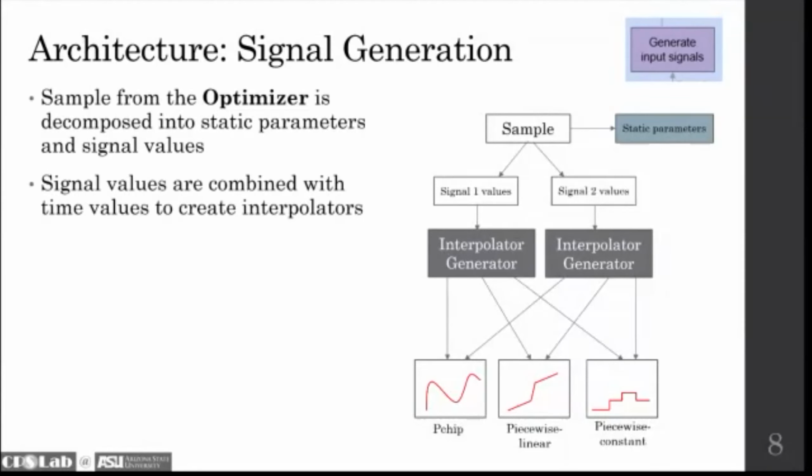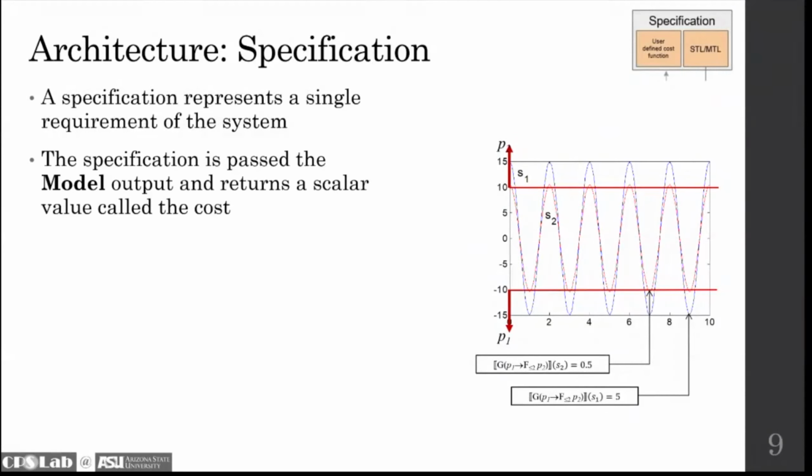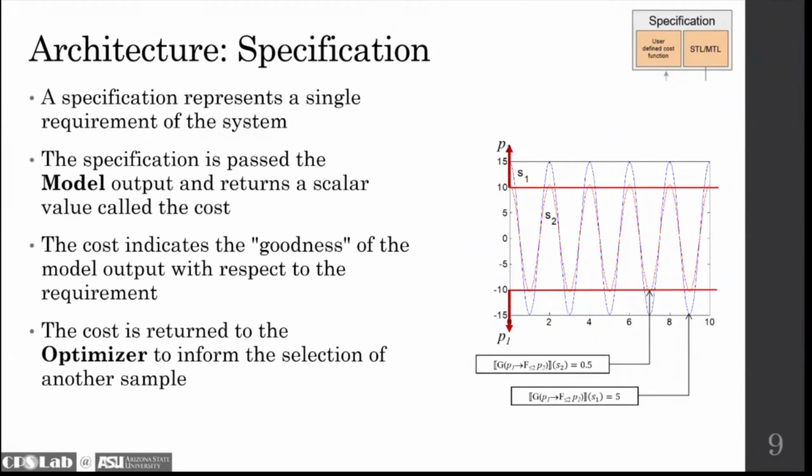The next component is the specification. A specification represents a single requirement of the system and is responsible for evaluating the output of the model and returning a single scalar value called the cost. The cost indicates the goodness of the model output with respect to the requirement. The cost value is returned to the optimizer, where it can be used to inform the selection of another sample.